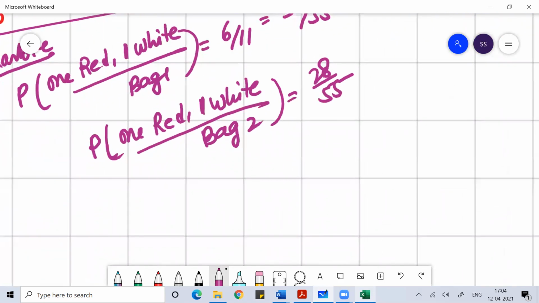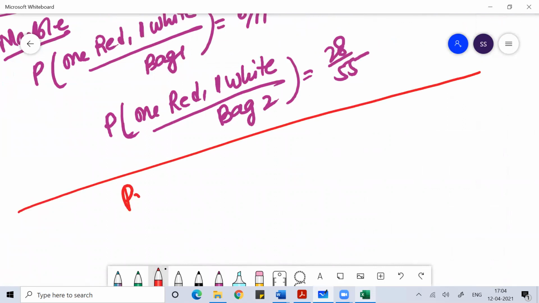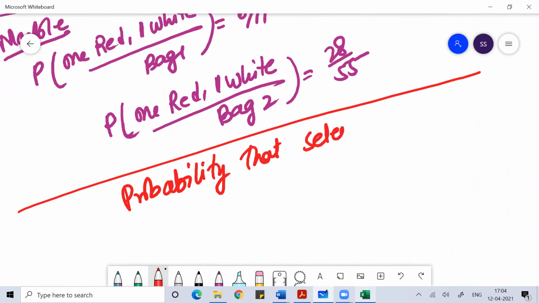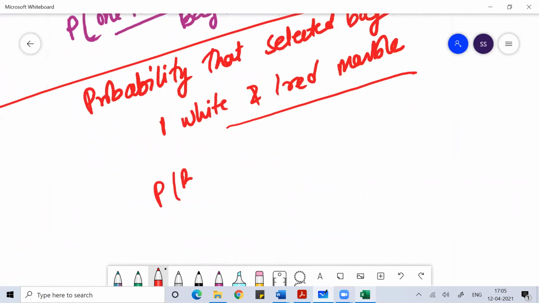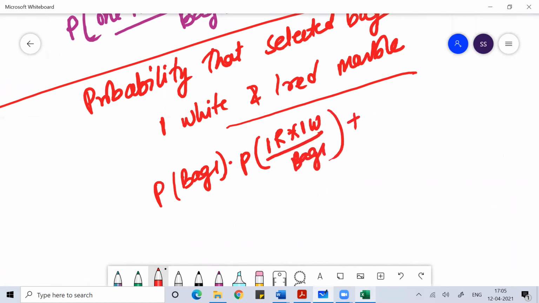Now I don't know which bag I need to select. So the probability that the selected bag contains one white and one red marble: I don't know which bag you're selecting. Then it means the probability that you select bag one, into the probability that you get one red and one white from bag one, plus the probability that you select bag two, into the probability that you get one red and one white marble from bag two.